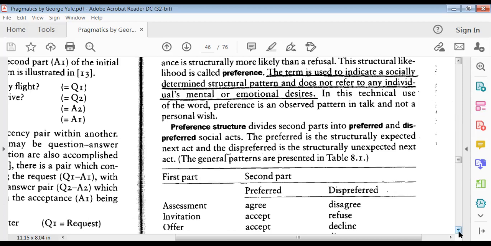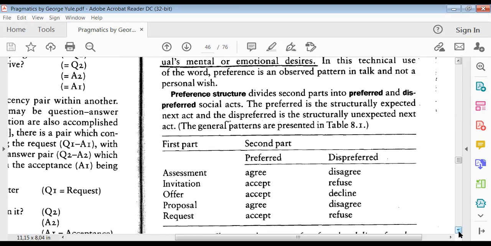But are these the only responses that thanking might elicit? No. Thanking could be followed by an opt out, meaning no response at all. It could be followed by a refusal, or by a negotiation answer, for example someone asking you what you are thanking them for. So preference structure divides second parts into preferred and dispreferred.